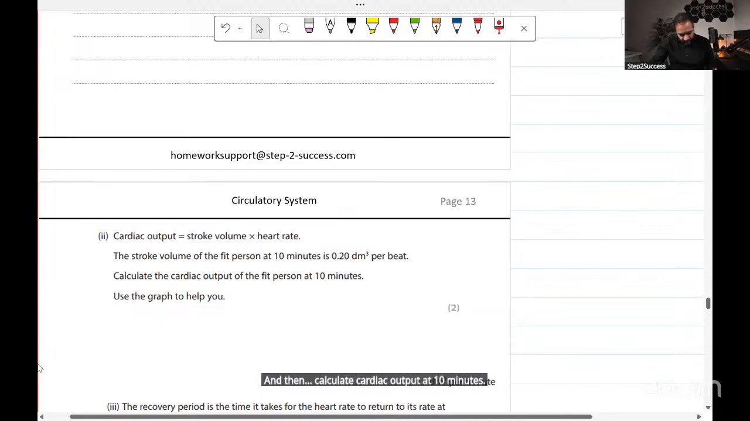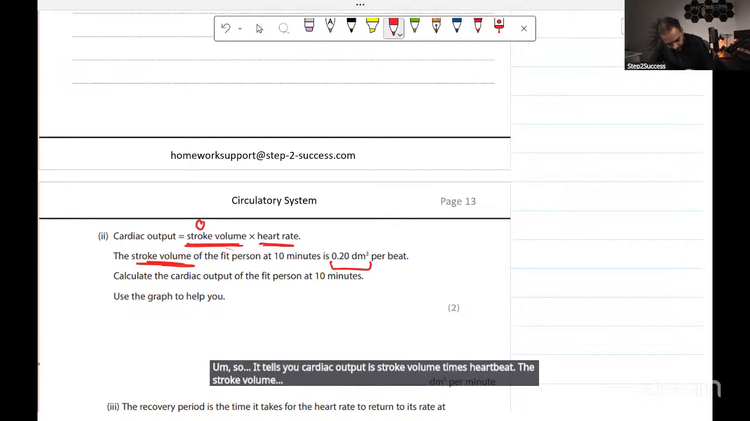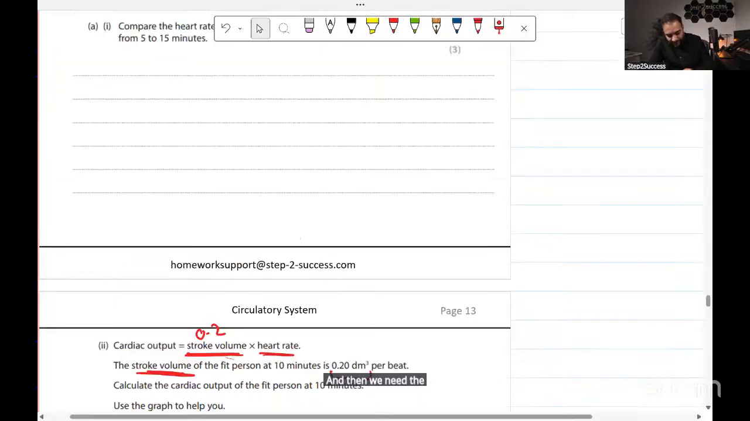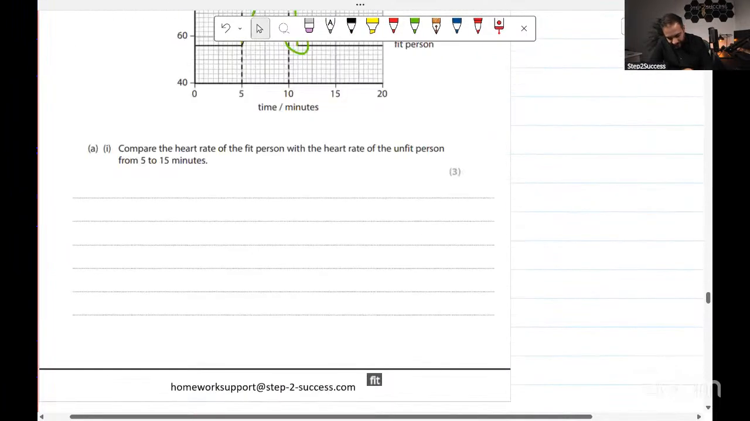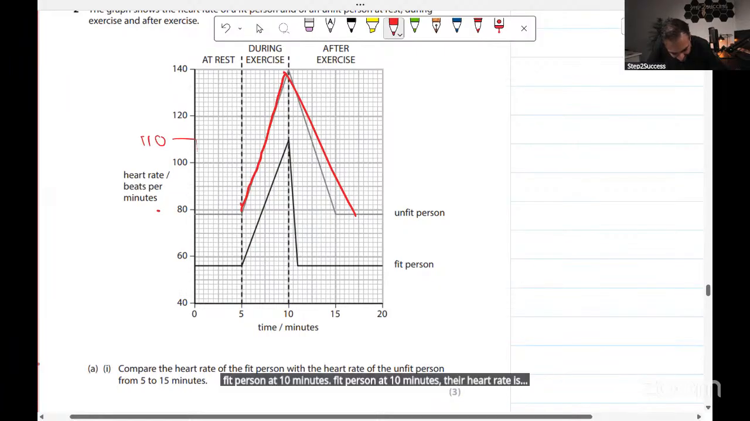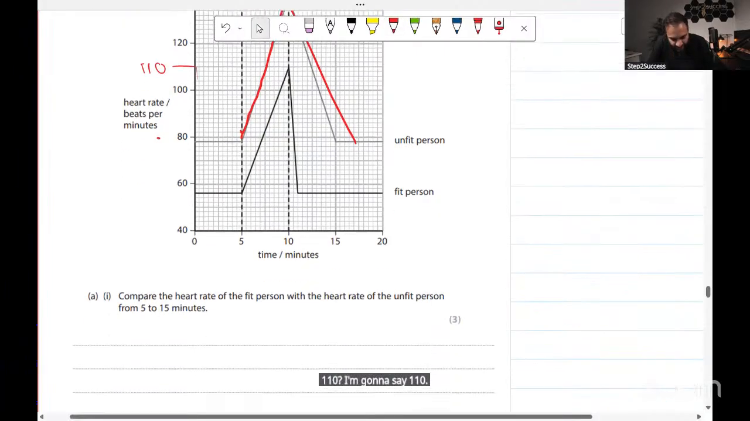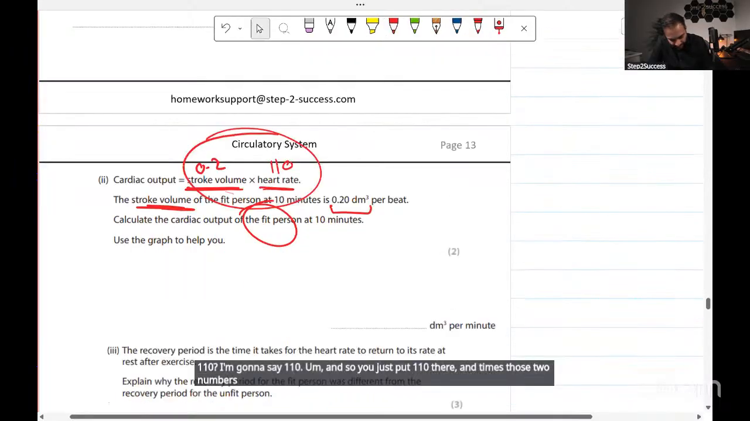So it tells you cardiac output is stroke volume times heartbeat. The stroke volume is 0.2. And then we need the heart rate at 10 minutes. So what you would do is go to the fit person at 10 minutes. Their heart rate is 110. I'm going to say 110. And so you just put 110 there and times those two numbers together, and that should be good.